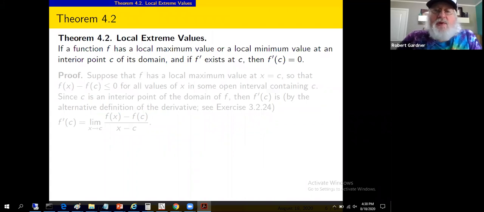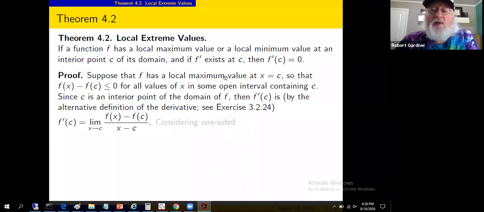Local extreme values. We'll go through a proof for local maximum; the proof for local minimum would be quite similar. Suppose f has a local maximum value at x equals c. We're going to show f prime of c equals 0. Local minimum value, we'll talk about very briefly. It's practically the same computation. Okay, so if f has a local maximum at x equals c, that means f of x minus f of c is less than or equal to 0. F of c is bigger than f of x, at least in some open interval containing c. So that's what local maximum means.